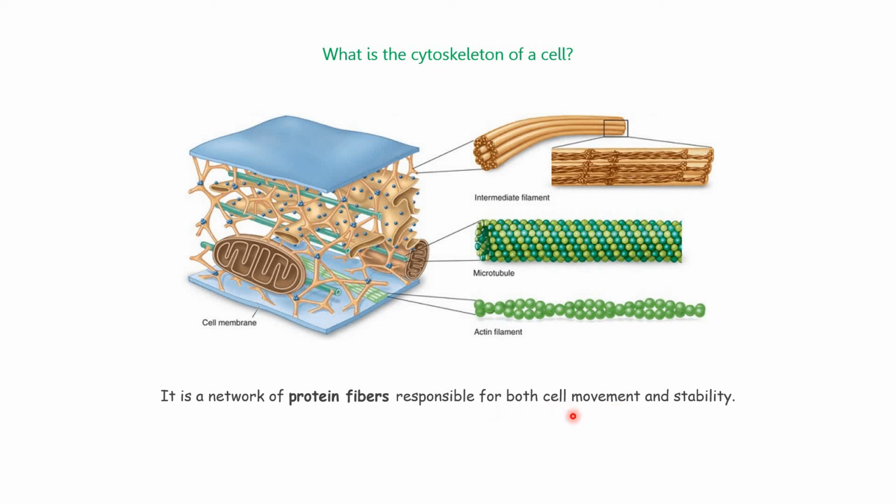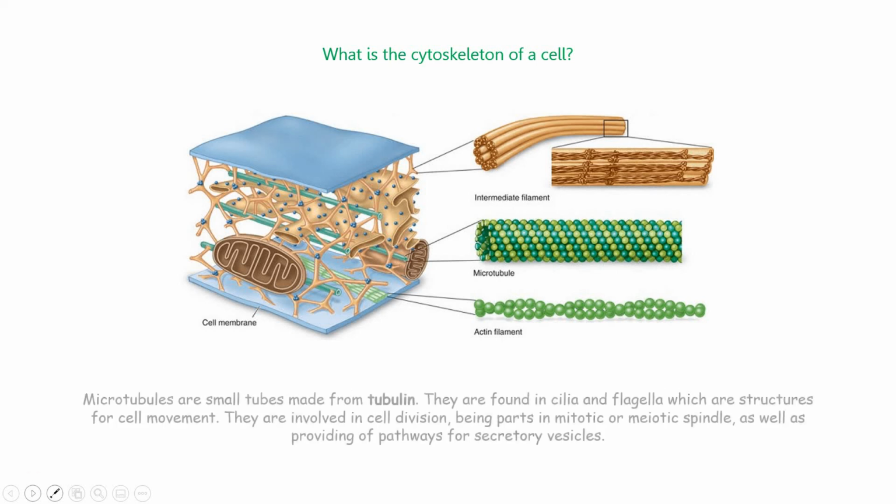Cell movement, much like organelle movement, and the movement of materials inside the cell, are facilitated by the cytoskeleton. The stability of the cell itself is also managed by the cytoskeleton. Okay, so microtubules are small tubes that are made from tubulin. They are found in cilia and flagella, which are structures for cell movement.